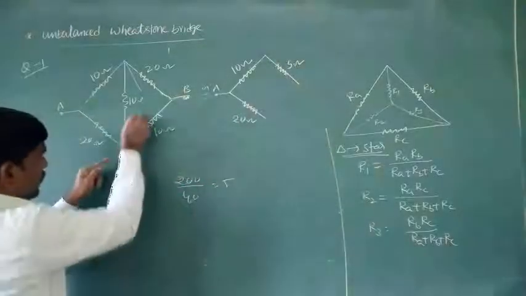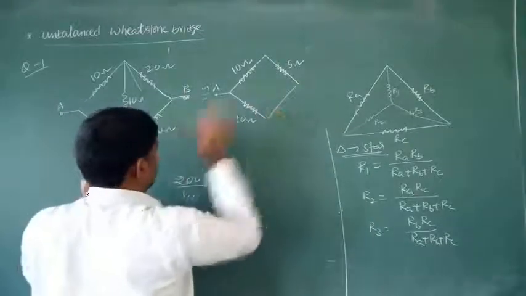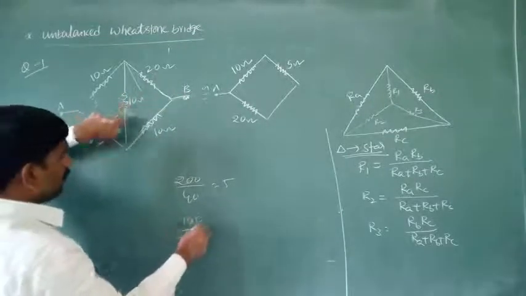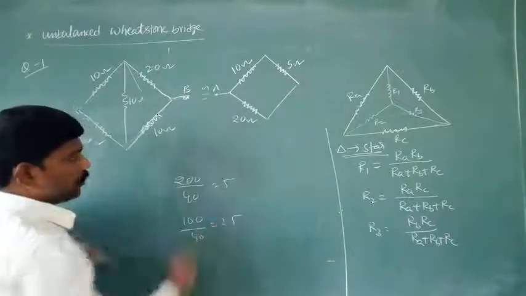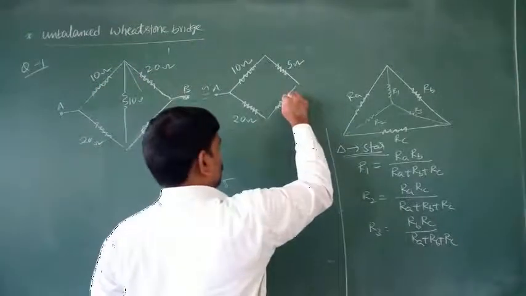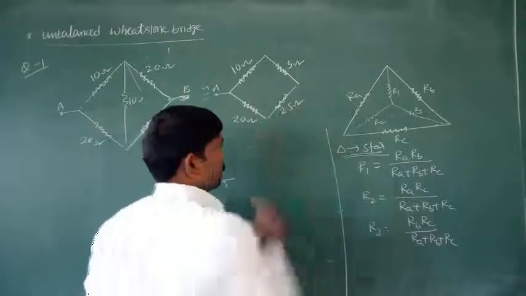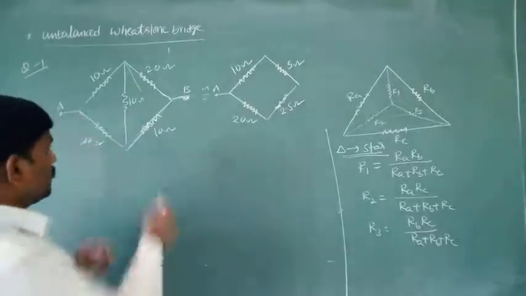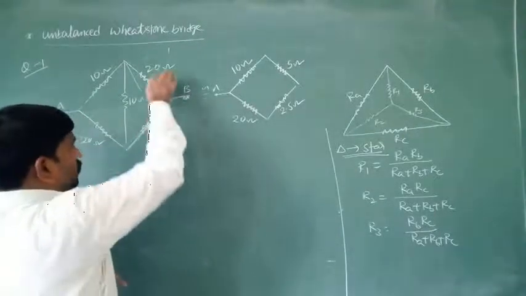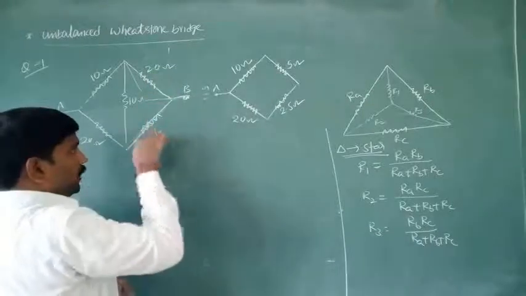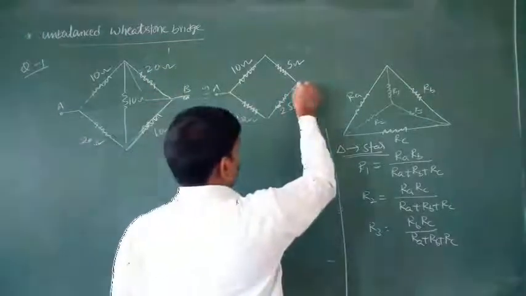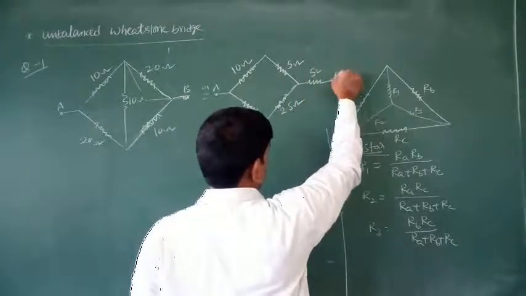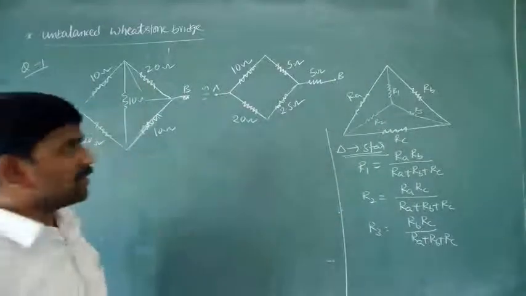Next one. Here this resistance is equal to how much? Product of these two by sum of the resistances. 100 by 40 is 2.5. So this resistance is equal to 2.5 ohms. Next one, here this resistance is equal to how much? Product of these two by sum of the three resistors, that is 200 by 40. That one becomes 5 ohms. This is the point. Observe, the problem becomes easy right now.